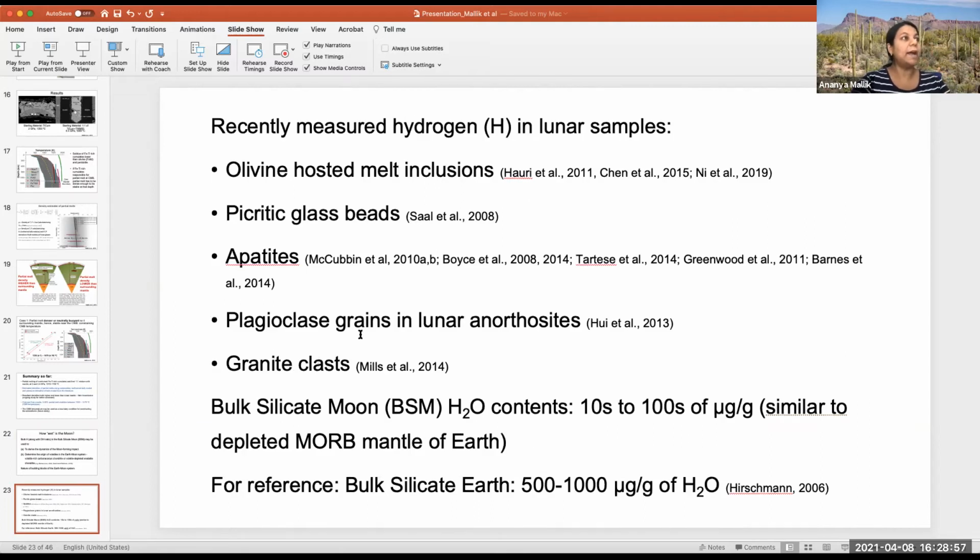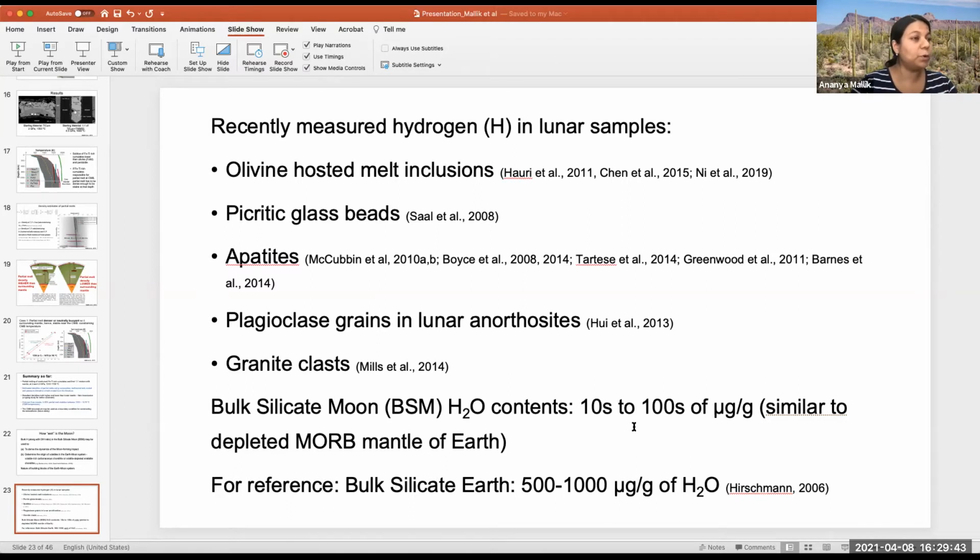And of course, hydrogen has been measured in a suite of lunar samples. So these are just several examples here. They've been measured in melt inclusions hosted within olivines, in glass beads, in apatites, in plagioclase grains from lunar anorthosites, in granite clasts. And all of these studies have come up with a range of bulk hydrogen or water equivalent contents of the moon, which ranges from a few tens to several hundreds of micrograms per gram. And this is just for reference, it's similar to the estimated water content for the depleted MORB mantle of the Earth. But of course, this is much drier than what we think the bulk silicate Earth water may have been, or is actually.